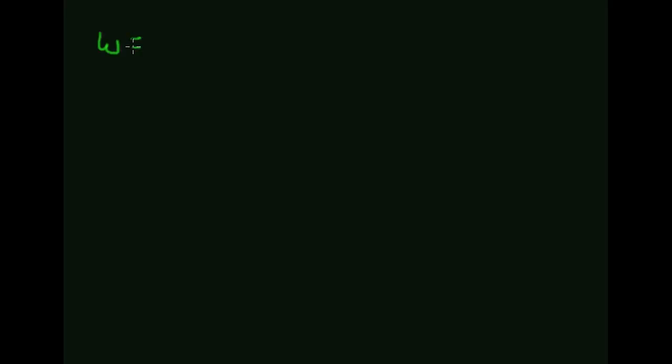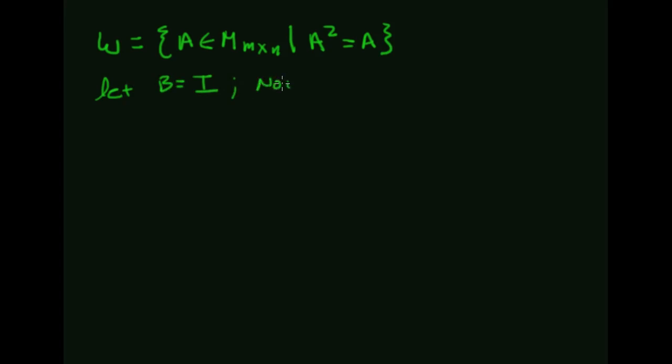Let's let W be the set of all A, which are m by n matrices, such that A squared is equal to A. Now, this is not going to be a vector subspace, so all we need to do is to provide a single counterexample. The easiest way to do this is to let B be the identity matrix. You should note that the identity squared is equal to I, so this would imply that B is in W.